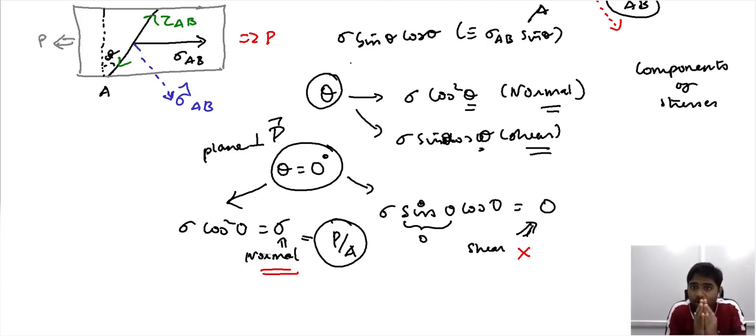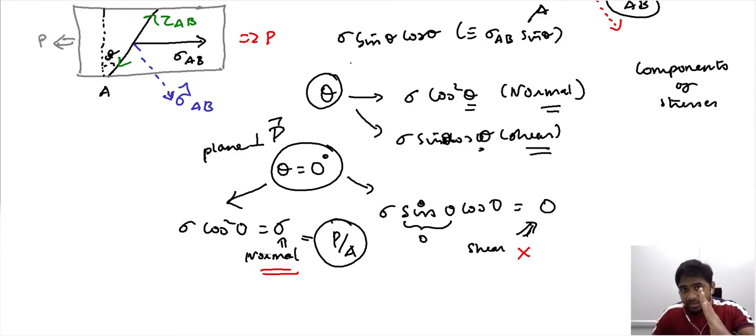Now depending on theta, the amount of normal stress and the amount of shear stress would vary. When your region of interest is completely perpendicular to the loading direction, the shear stress turns to 0 and the normal stress is the only stress that the region of interest experiences. When your region of interest is perpendicular to the loading direction, the only stress it experiences is the normal stress, and the shear stress turns out to be 0.